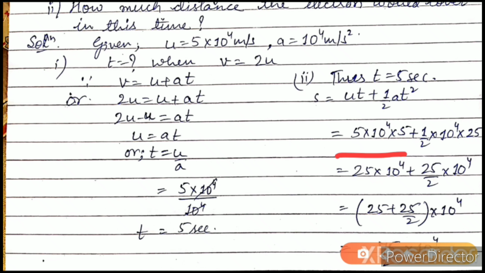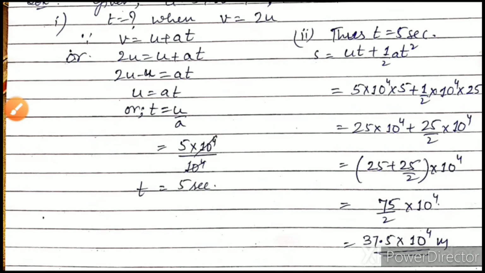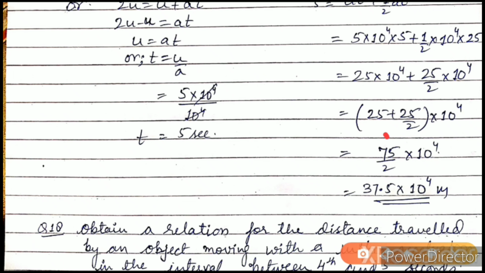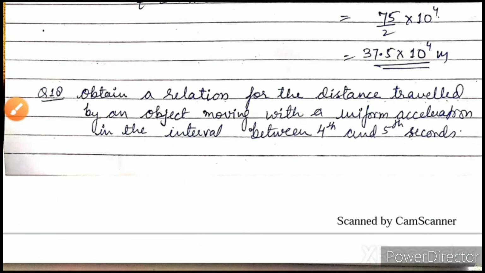Substitute the value of u. T is 5 seconds, a is 10 to the power 4 already given in the question, t square is 25. So simplify this. So what we get here is 75 upon 2 into 10 to the power 8, converted into decimal, and this will be the distance covered. Now come to the next question.